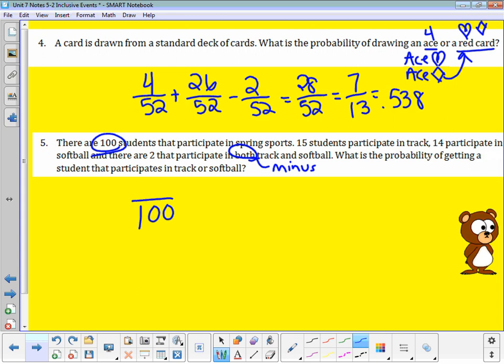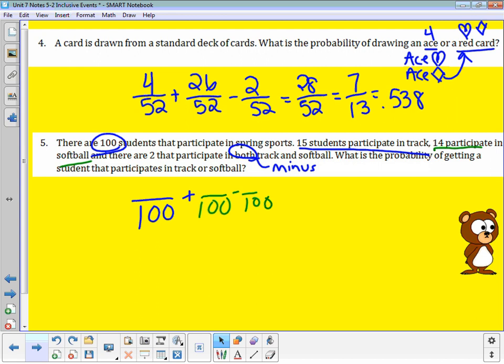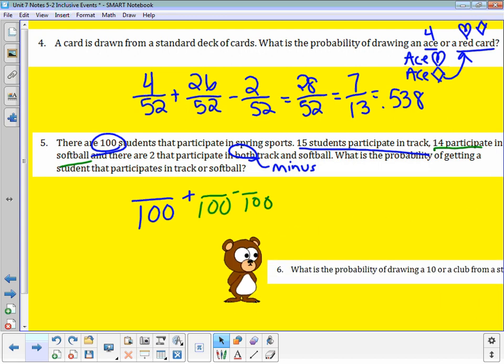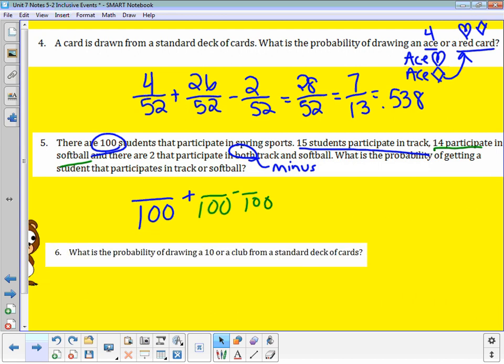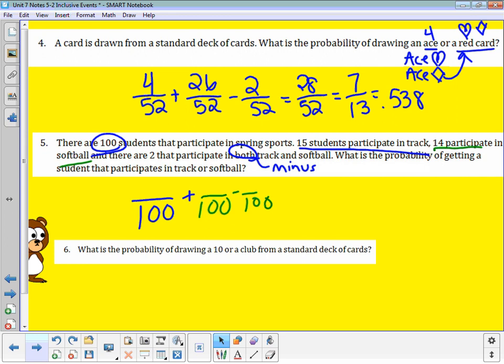What is the probability of getting a student that participates in track or softball? Okay, so first of all, you want to find the probability that they participate in track. Okay, so something out of 100. Then you want to find the probability that they participate in softball, so something out of 100. And last but not least, you want to subtract off the probability of it being both, someone who's participating in both.